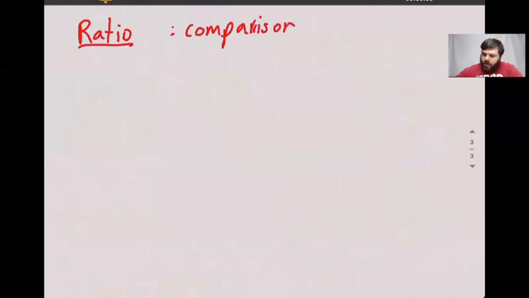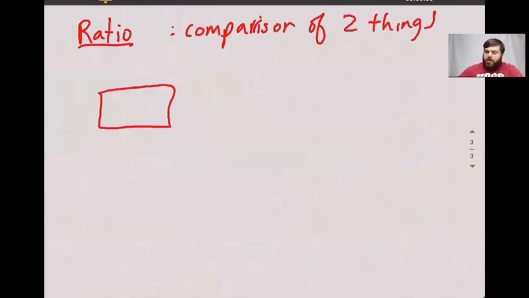All right, moving on. Next is ratios. A ratio is just a comparison of two things. When I compare two things, I'm looking at a ratio. I'm going to put an R in there. Comparison of two things. So the example would be, what's the ratio in this rectangle between the length and the width? Well, the ratio would be the length compared to the width.